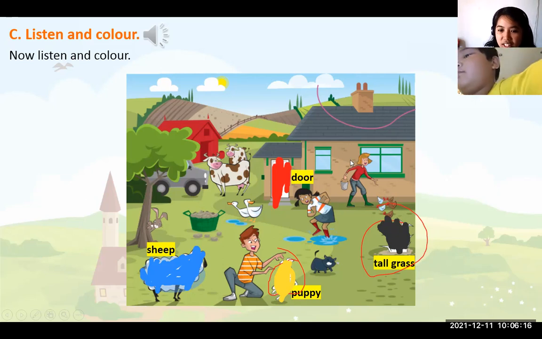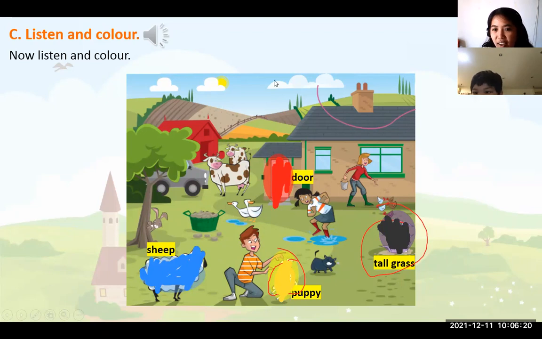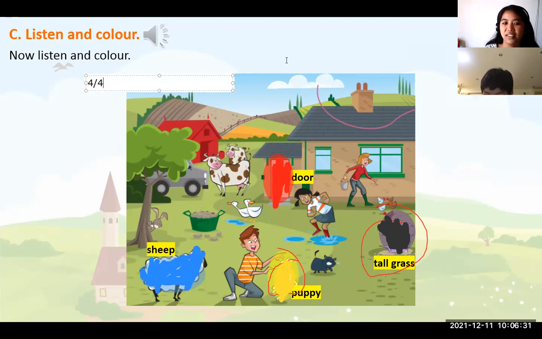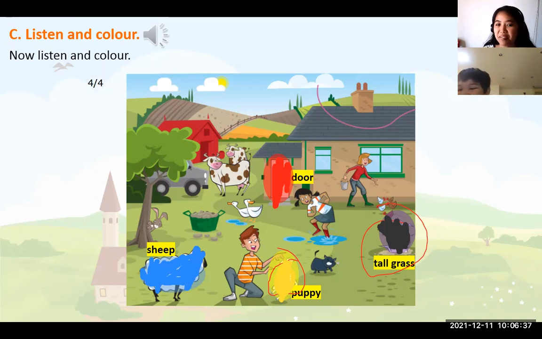Okay, so let's check your answers now. Wow, very good. So this is a perfect score for Zen. 4 out of 4. So you got puppy out of puppy. Yes, puppy out of puppy. But let me check if I have a puppy. Oh, I don't have a puppy here.